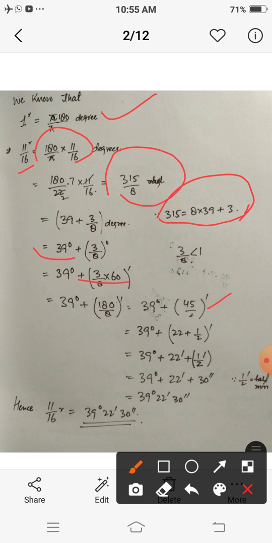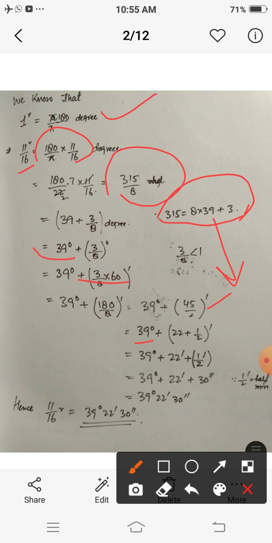In the same way, by the division algorithm, we can write this as 39 degrees 22 plus 1 by 2 minutes. Now this 22 plus 1 by 2 minutes can be written as 22 minutes plus 1 by 2 minute.